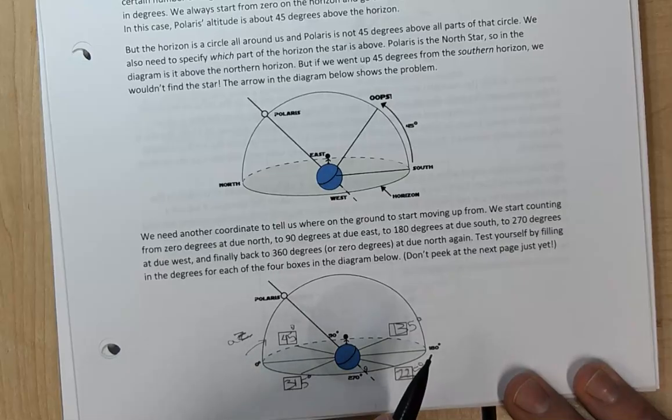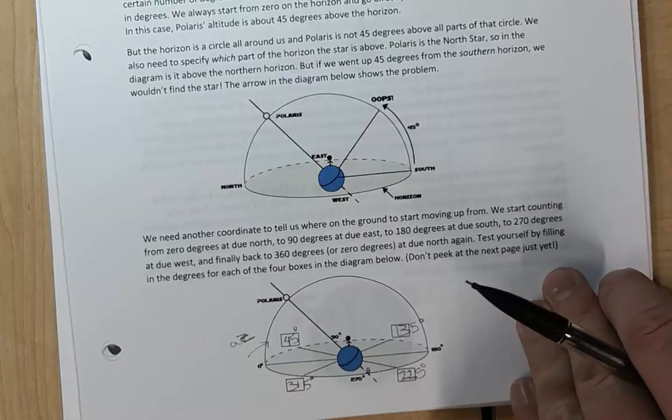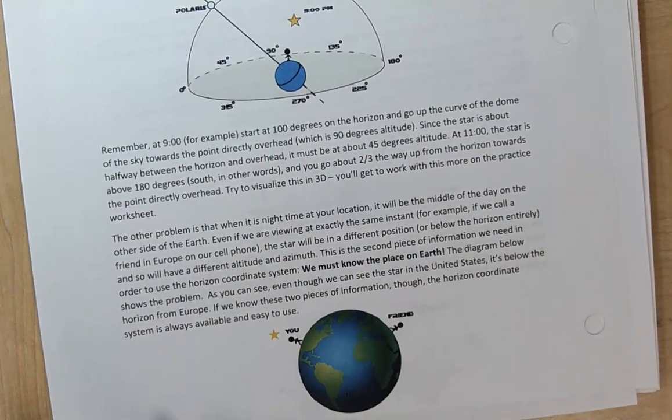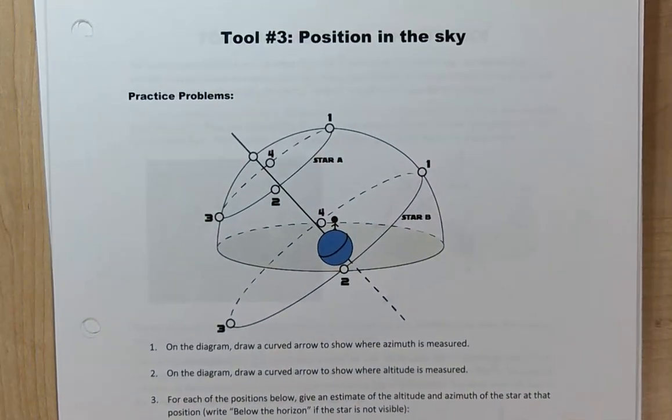Right? So that one number, azimuth, tells you where around the horizon you should be looking, because we've broken the circle of the horizon into 360 degrees, like you would any circle. All right? Okay. No questions on the next page. So let's look at these practice problems.